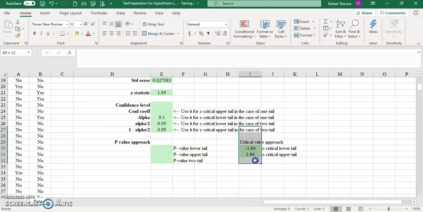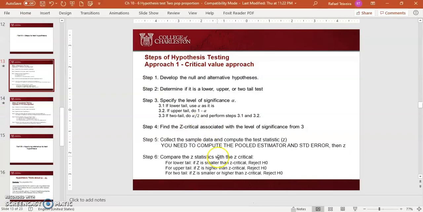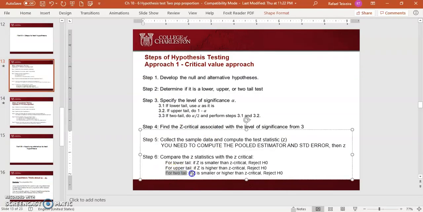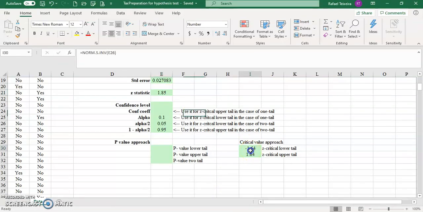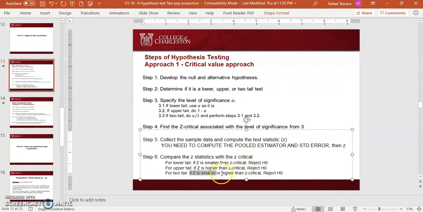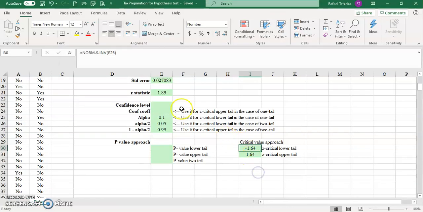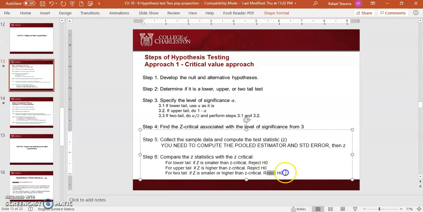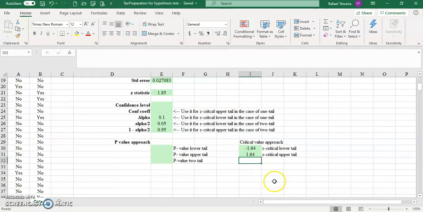All right. Now the last step would be I compare my z-statistic, and like my step says, for two-tail, if z-statistic is smaller, 1.5 is not smaller than this, or higher than z-critical, 1.85 is higher than 1.64, I reject the null hypothesis. So I reject the null hypothesis, and I conclude that the two offices differ.